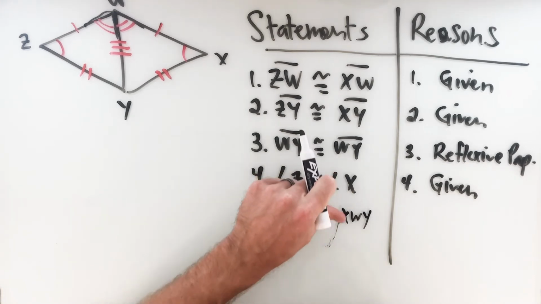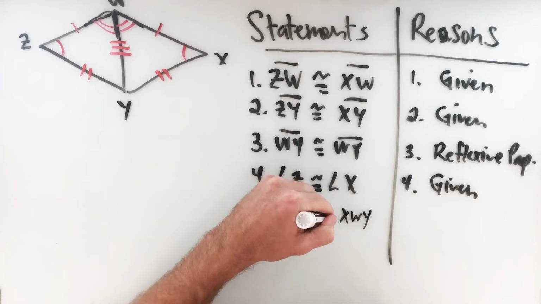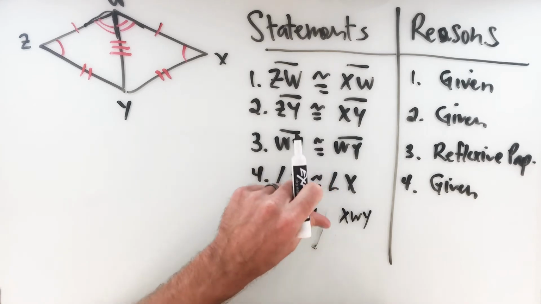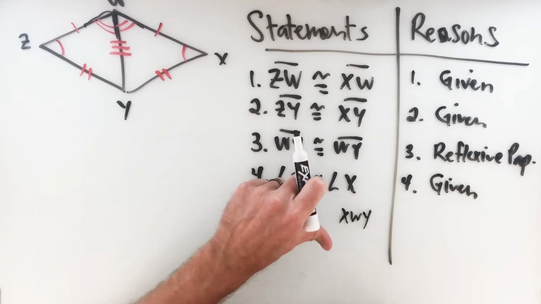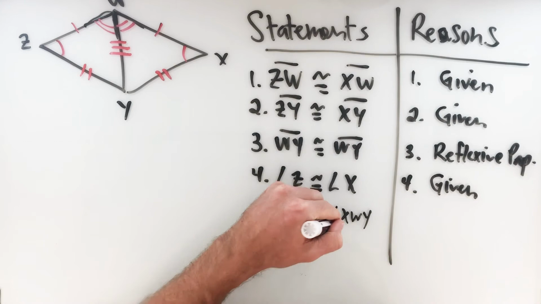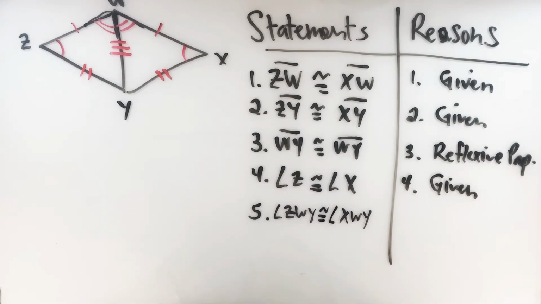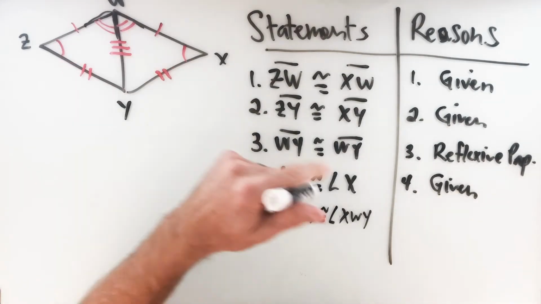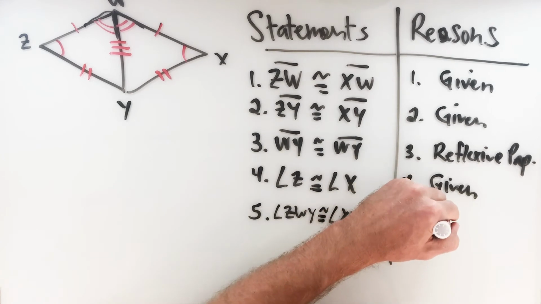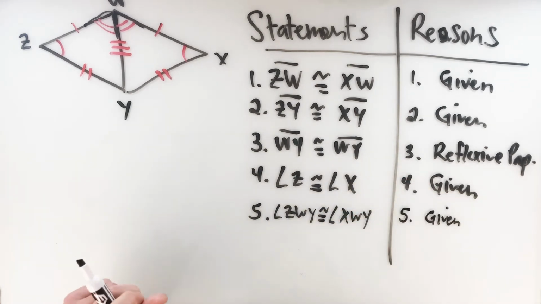Clean that up a little bit. Congruent to. There we go. So angle ZWY is congruent to angle XWY. These 2 up here, once again, because they told us with the arcs there. So that's given as well.